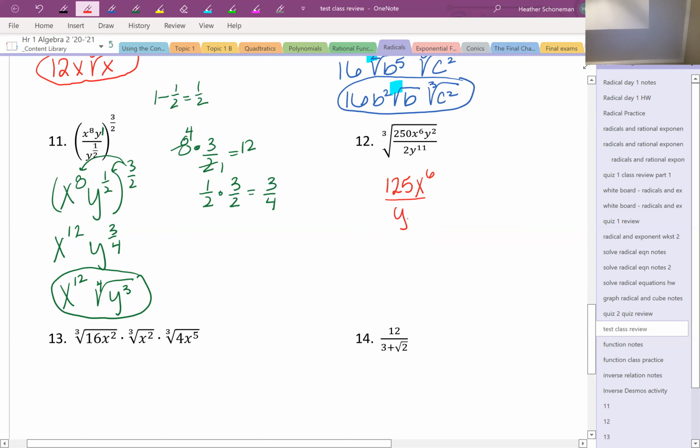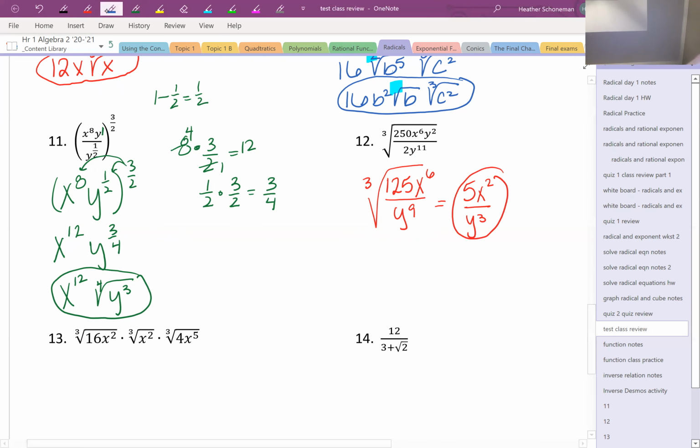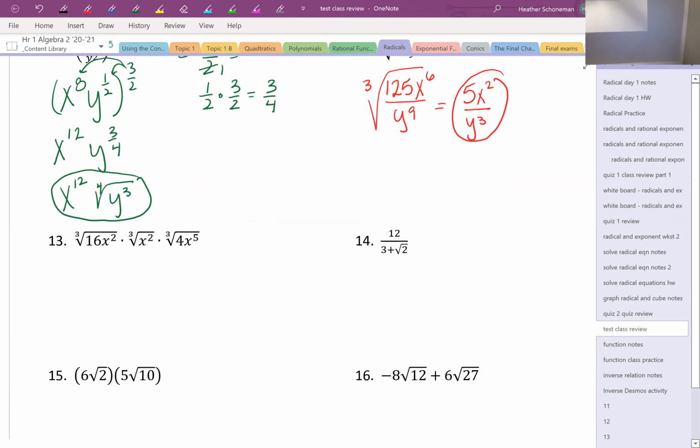So when I simplify, I get 9 left over on the bottom. And now I'm going to take the cube root of all of that. Well, the cube root of 125 is 5. For the x's, we're looking for groups of 3. 6 divided by 3 is 2, so there's 2 groups. And with the y, there are 3 groups, and that's my final answer. By simplifying inside first, it's going to make your life way, way easier.